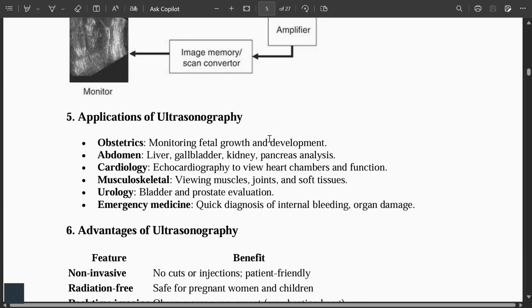In urology, we use it for the bladder and post-treatment evaluation. In emergency medicine, it gives quick diagnosis of internal bleeding or organ damage. You can observe that it is used in each of these domains.